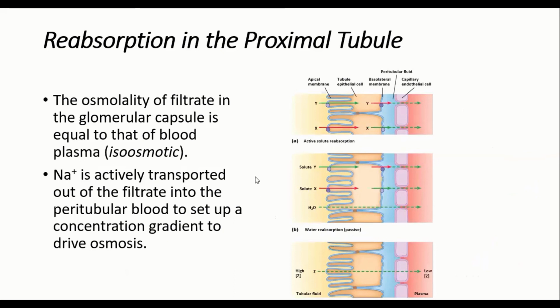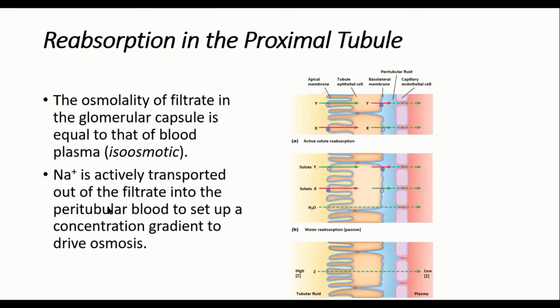So one thing that's important to note is when we're talking about the proximal tubules, so that first part of the nephron, we're not going to be changing the osmolality of the filtrate relative to the blood. So what I mean is that we're going to be reabsorbing both solutes and water. So we're not going to be hyper concentrating the solutes in the blood or hyper concentrating them in the tubule.